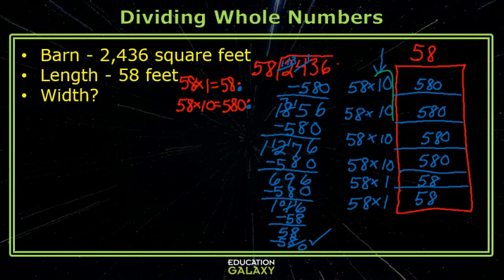The last step is to add all of your partial quotients to get the final answer. So I have 10, 20, 30, 40, 41, 42.